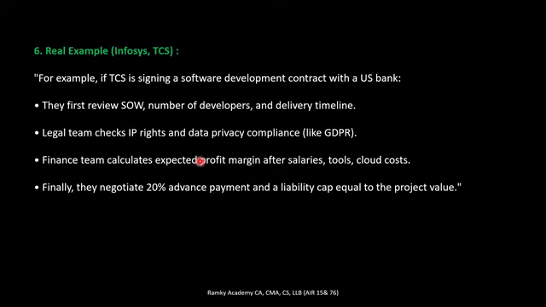For example, TCS is signing a software development contract, or Infosys is signing a software development contract with a US bank. First they have to review the scope and SOW, the number of resources they are delivering, delivery and contract type, scope of work, payment terms, privacy clauses, IP rights, and exceptional profit margins after salaries. The finance team has to take care of this, and management has to give the approval. Any exceptions beyond the negotiations or any kind of liability clause, for example, you can go up to 12 months or 20% of advance payment, to negotiate these kinds of things.